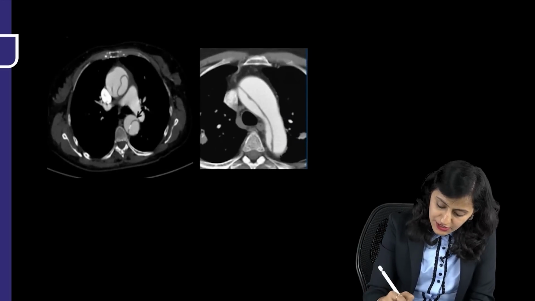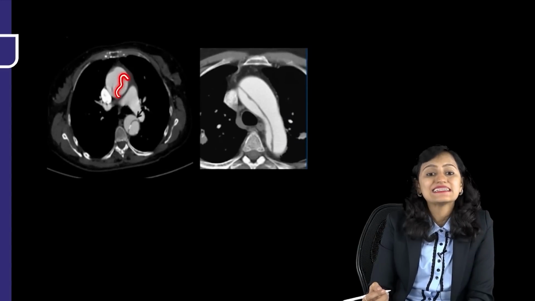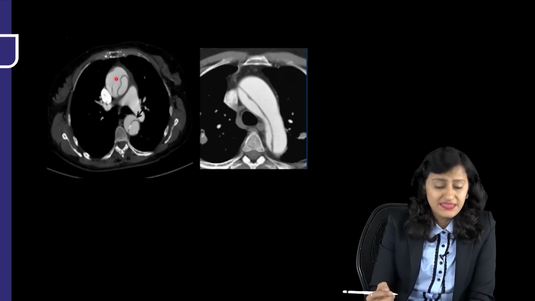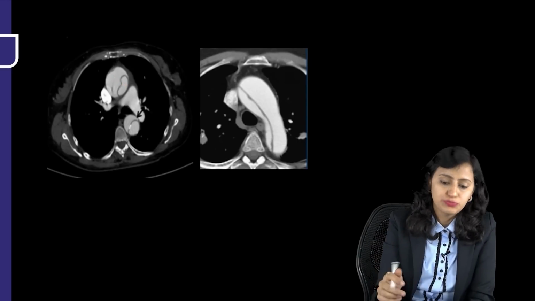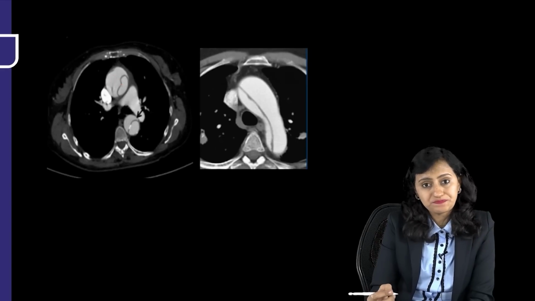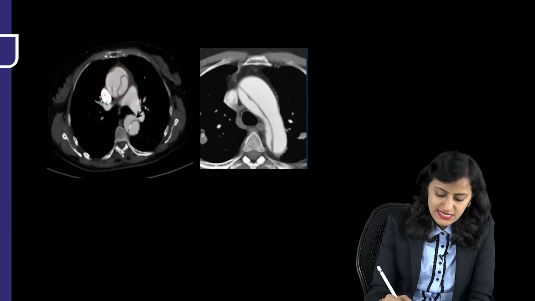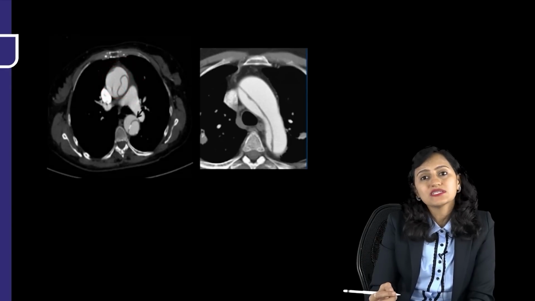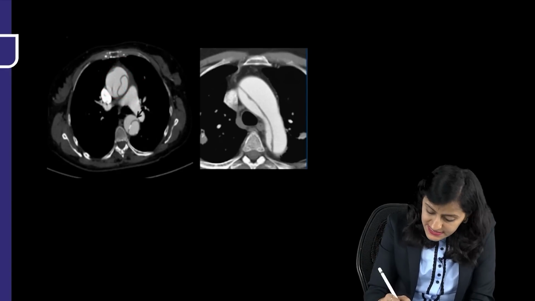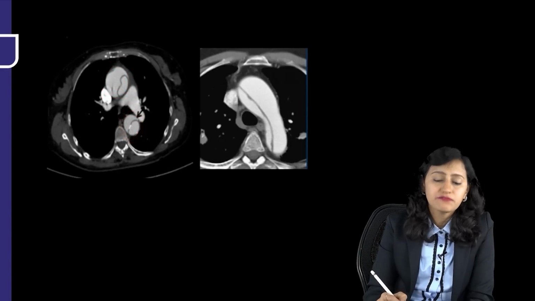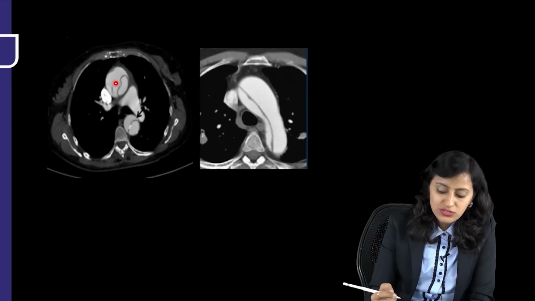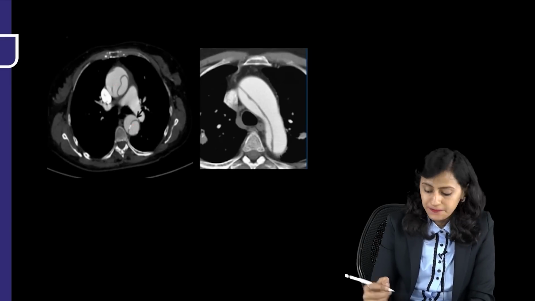In the CT scan, you see this black intimal flap that is dividing the aorta into two lumens, right? So, this is aortic dissection. What aorta is this? This is the ascending aorta, so this is Stanford A. The descending aorta is also involved. So, this is involving both the ascending and descending aorta.